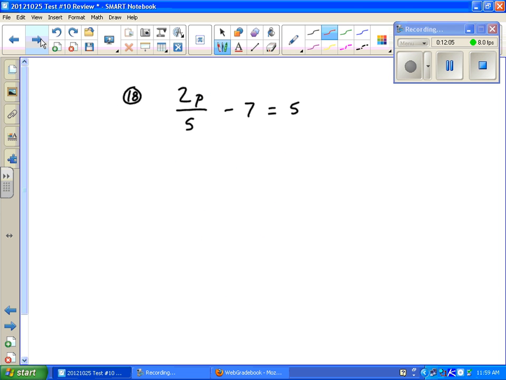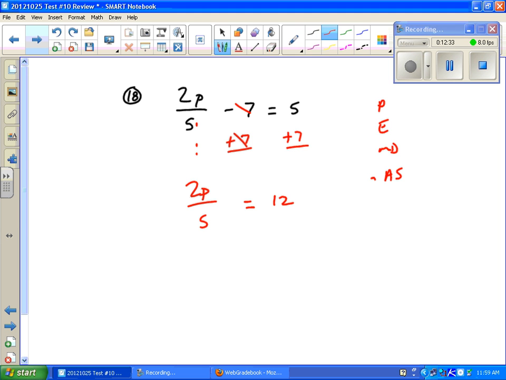Number 18 says 2p over 5 minus 7 equals 5, or 2p divided by 5 minus 7. Again, order of operations. You want to do the inverse since you're undoing. So any addition and subtraction. Minus 7 will get rid of it by adding 7. Add it to the left, you got to add it to the right. These will cancel out and leave you with what's over here. 2p over 5 equals 5 plus 7 is 12.